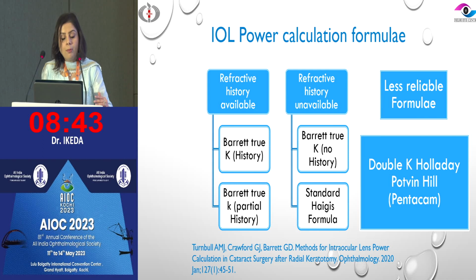There are various IOL power calculation formulae which have been used for post-RK eyes. This is one of the papers published in Ophthalmology 2020. What they found was that when the refractive history of the patient is available, we have the Barrett True-K, which works well. And when the refractive history is unavailable, we have variations of Barrett True-K. Without the history also, we can calculate with the help of the ASCRS calculator, and in this paper it was found that it works as well as the standard Haigis formula. Here they found that the double-K Holladay based on the IOLMaster and the Potvin-Hill based on Pentacam were less reliable than any of these.